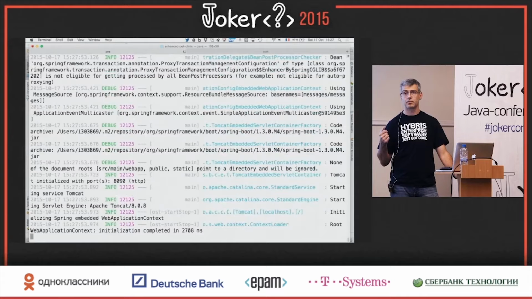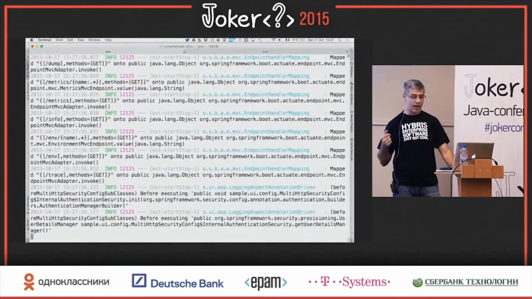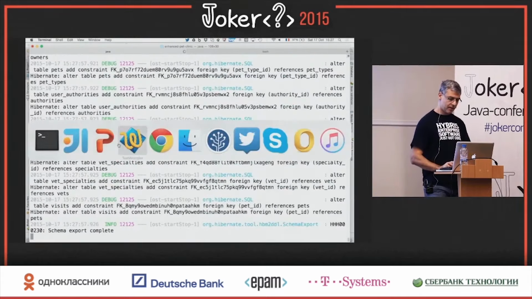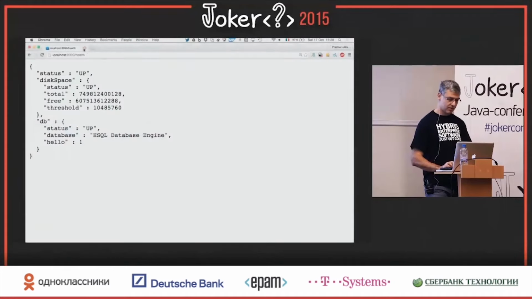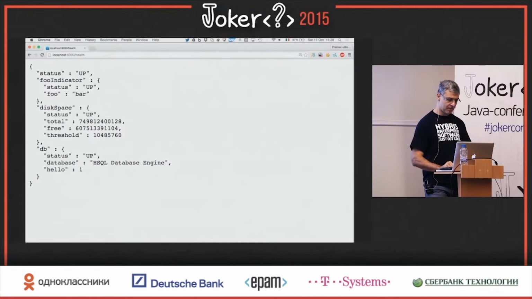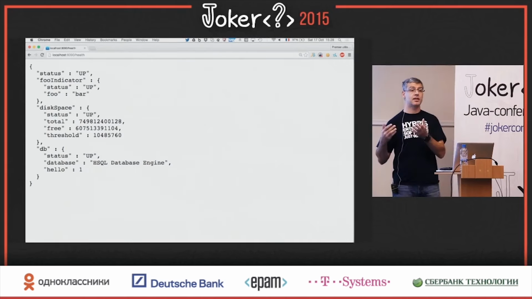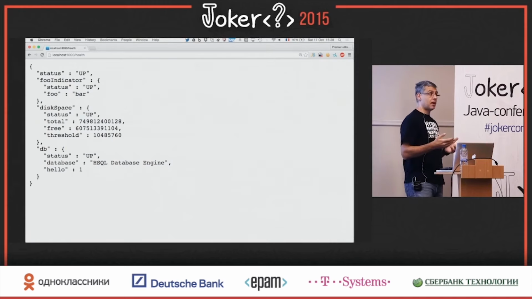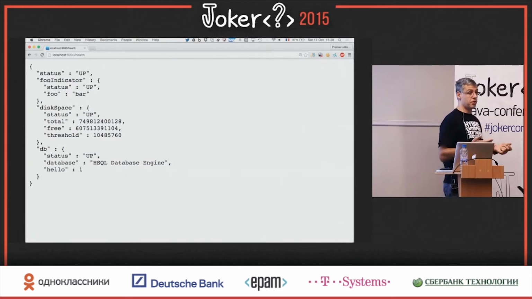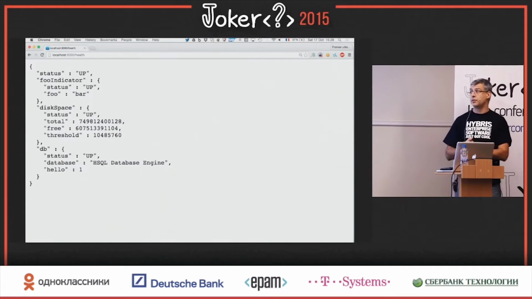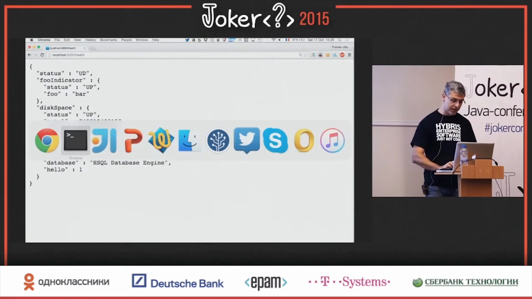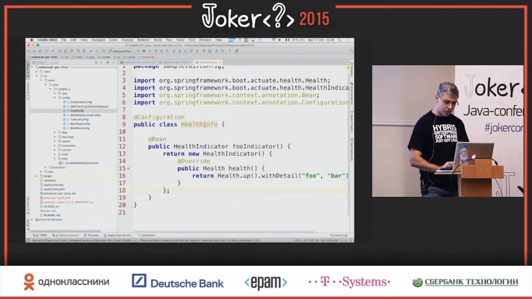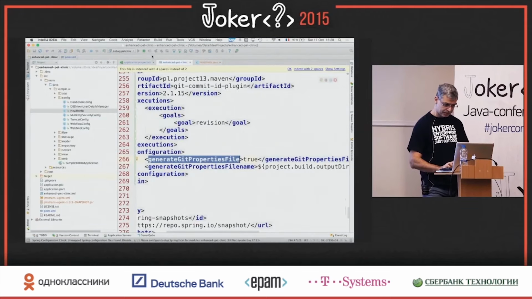If I restart it now, and I navigate to the health endpoint, what will happen? I will have a new health check, and so probably this is what happens. Yes, right. Quite easy. So this is how you implement health checks. And some of those, Spring Boot can infer for you. For example, I will add a new dependency in my POM.